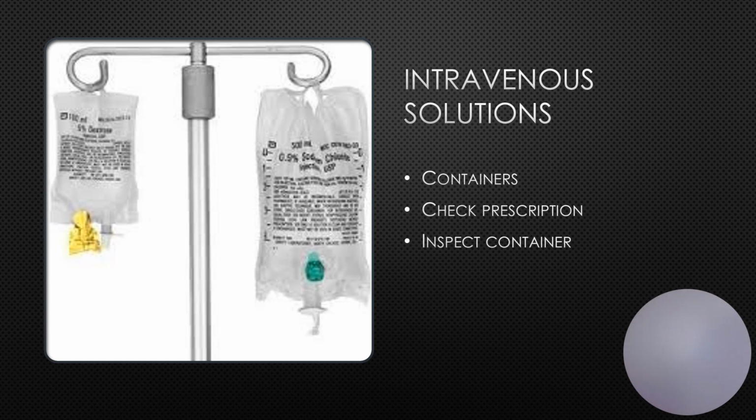Examples are going to be your half normal saline, your D2.5W, that's dextrose 2.5% in water, or your 33% normal saline. Your hypertonic solutions have a high osmolarity. It's going to pull fluid out of the cells back into the blood vessels. We often give it postoperatively to pull fluids out of the tissues.